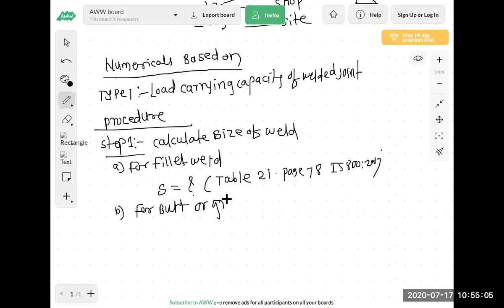So for butt or groove weld, how to calculate size of weld? So here we need not calculate, or we can say size of weld is not required. Not required. Why not required? Now go to the design strength of the butt weld. So the size of weld is required where?